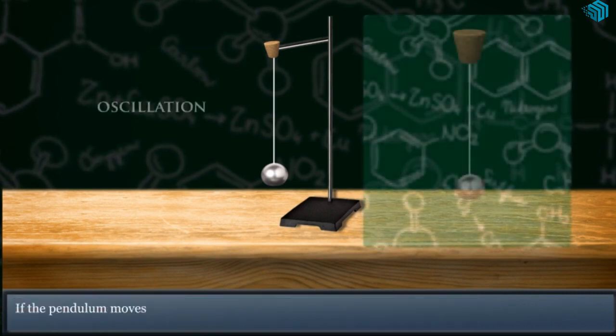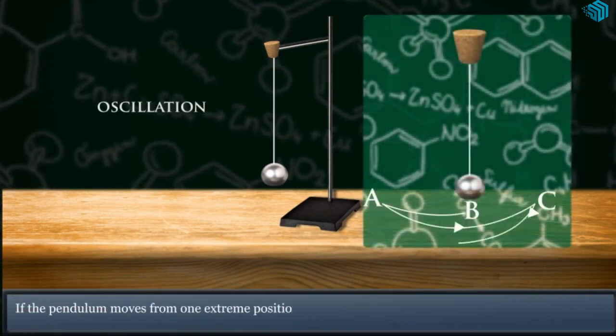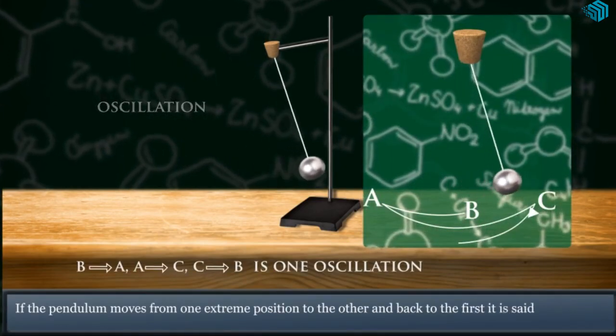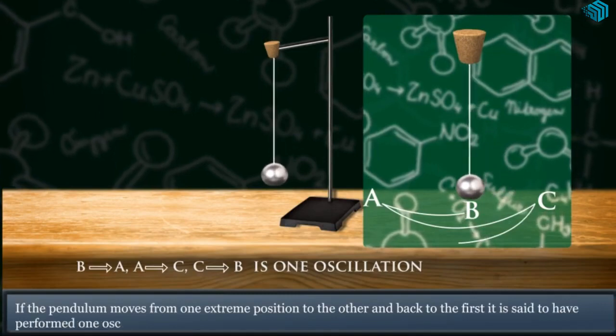If the pendulum moves from one extreme position to the other and back to the first, it is said to have performed one oscillation.